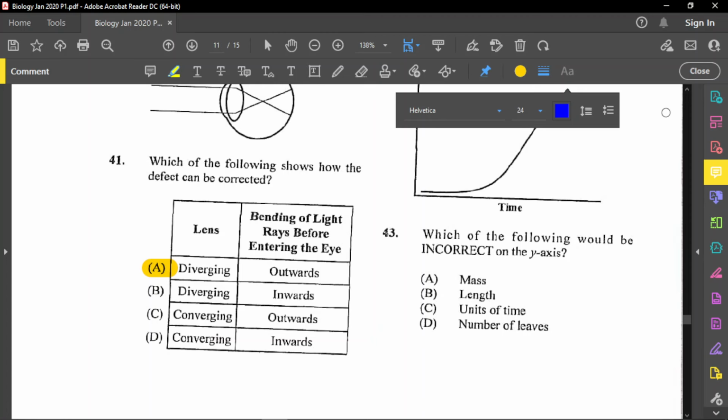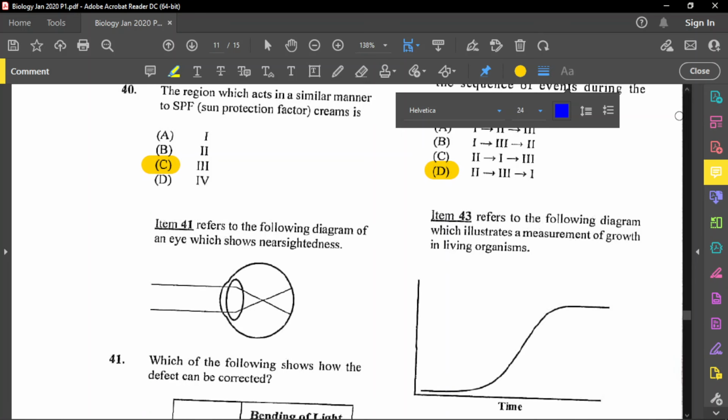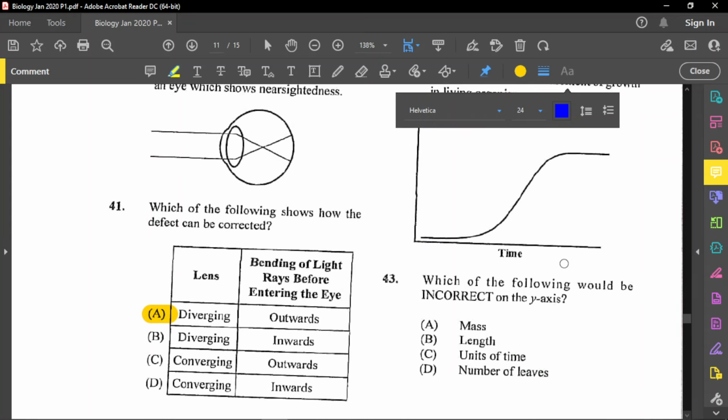All right, so 43. I think I answered 42 already. Let's make sure. Okay, yeah, 42 got answered. Now 43, we said refer to the following diagram which illustrates a measurement of growth in living organisms. All right, so we have time and notice how the axis is moving, right? It increasing and then it plateaus. Which of the following would be incorrect on the y-axis? Okay, so they're asking what would be incorrect on the y-axis.